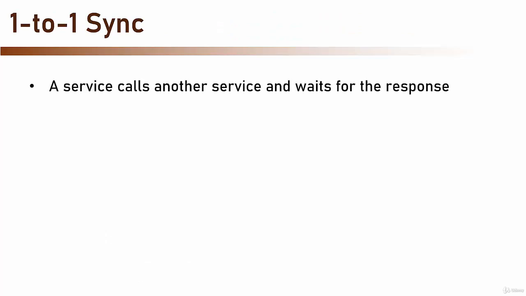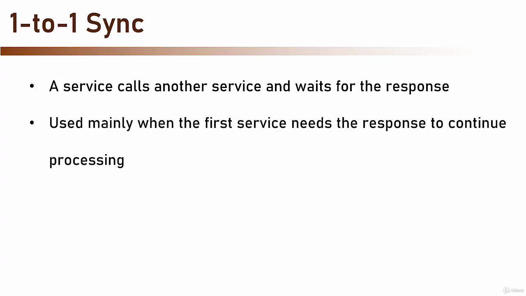In this pattern, a service calls another service and waits for the response. The calling service's process is blocked until a response is returned from the other service, and if the response takes time, the calling service will have to wait that time. This is called a synchronous request, one where the calling side is waiting for the other side to respond. This pattern is used mainly when the first service needs the response from the other service to continue processing. This is usually the case when the first service wants to retrieve some data that is needed for the flow it's executing right now.